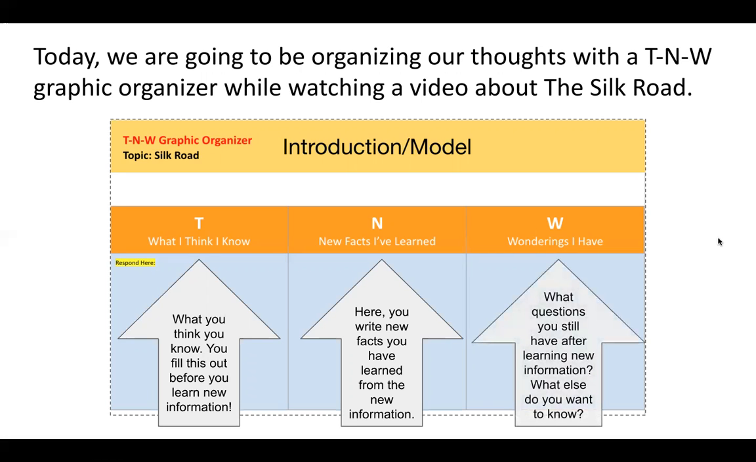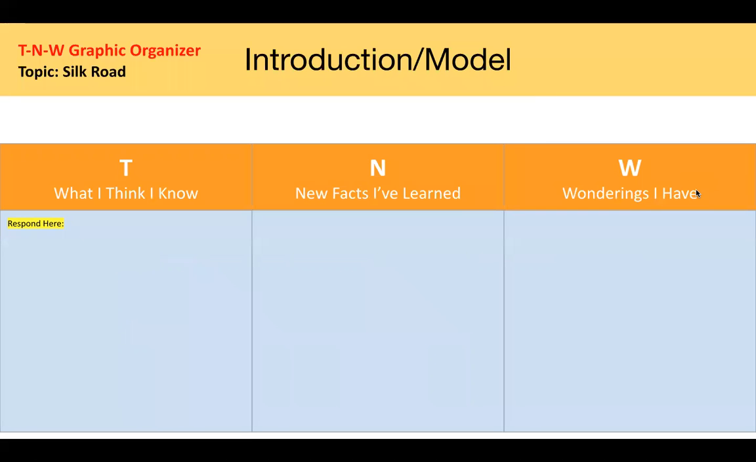And last but not least, you jot down the wonderings you have. What questions you still have after learning the new information. Think about what else you want to know. So I'm going to give you a moment right here to take out this graphic organizer. It was sent to you by your teacher, either this exact one or one that is like it. Go ahead and get that out because you'll need it for this video. If you don't have it, you can always create your own TNW chart on a piece of paper or in your social studies notebook. Pause the video here and get this chart ready.